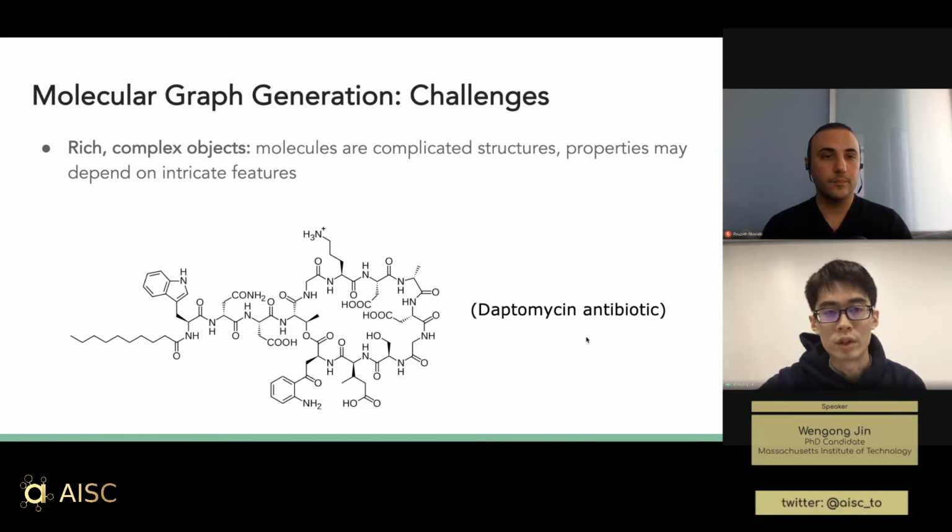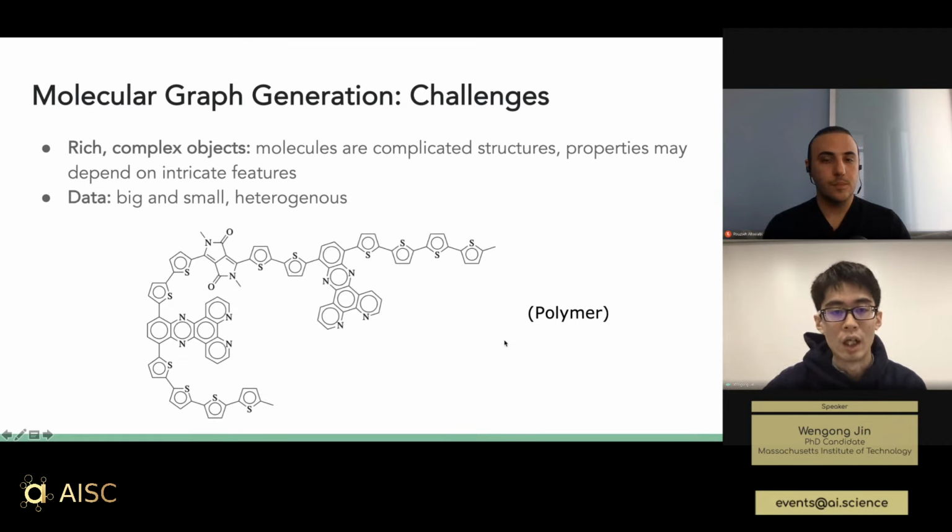The main challenge of molecular graph generation is that molecules can sometimes have complicated structures, and the properties may depend on intricate features. For example, here you have an antibiotic with a complicated ring system. You may also have polymer-like molecules, which have a lot of atoms and also complex structures.